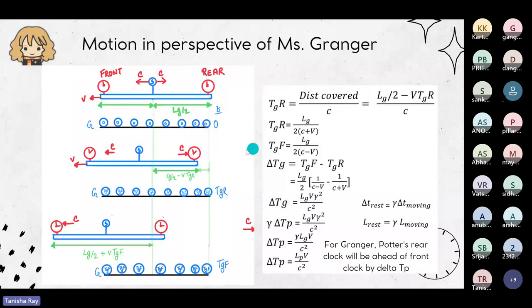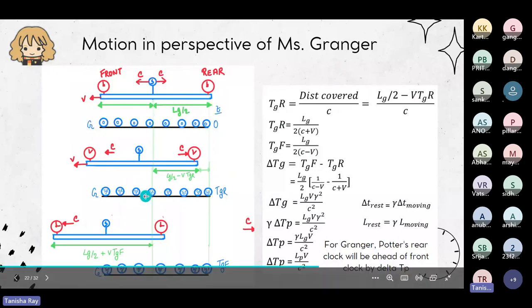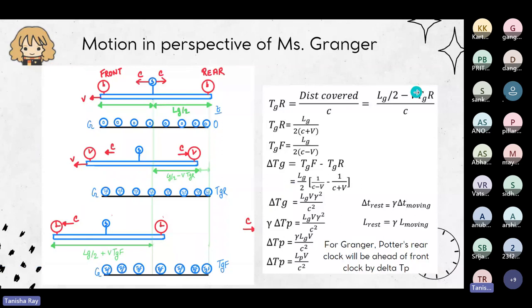All right. Then again, if we do the same thing for the ray that is traveling to the front, this time the distance is half of the length of the train plus the distance that the train has traveled, because now this ray of light has to travel some extra distance. So we have this distance, and then we simply divide it by the speed of light, and we get this after solving all this. On solving these equations, we will finally arrive at these two equations.